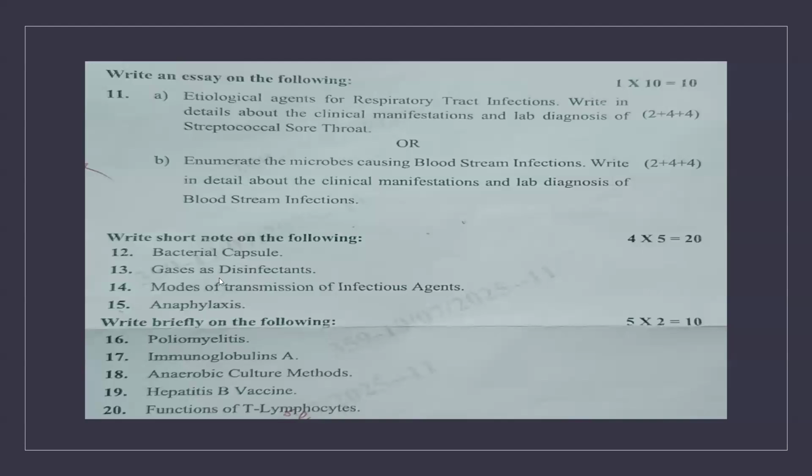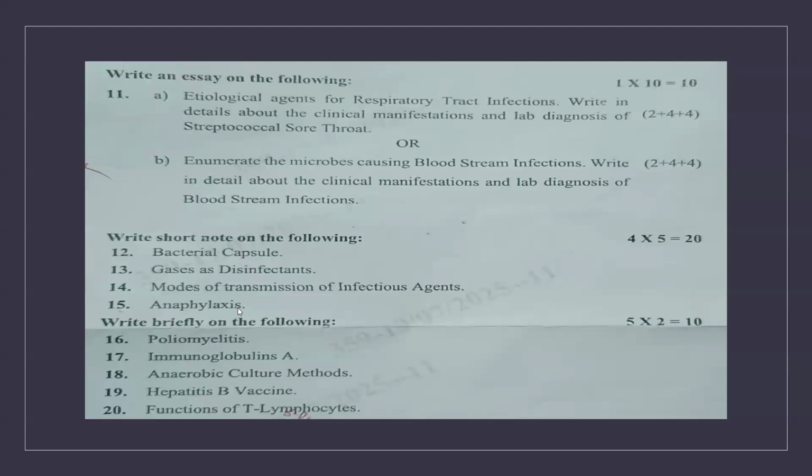Next, gases as disinfectants. So this is a question from sterilization and disinfection. So you should write about formaldehyde gas, other ethylene oxide, the beta propiolactone. So you should write about that. And next, modes of transmission of infectious agents. So this question is from general microbiology only. So what are the modes of transmission of agents like direct contact, indirect contact, respiratory tract infections, ingestion, inoculation, and transplacental. Okay, so vectors you should write.